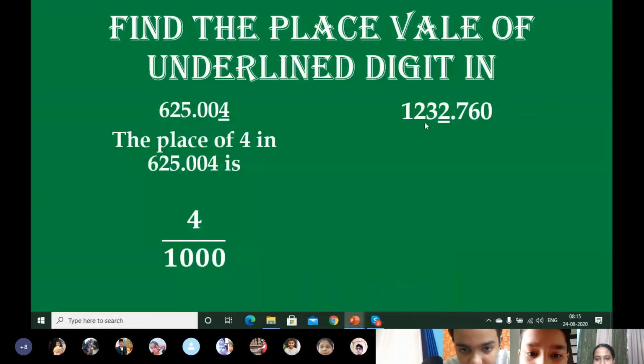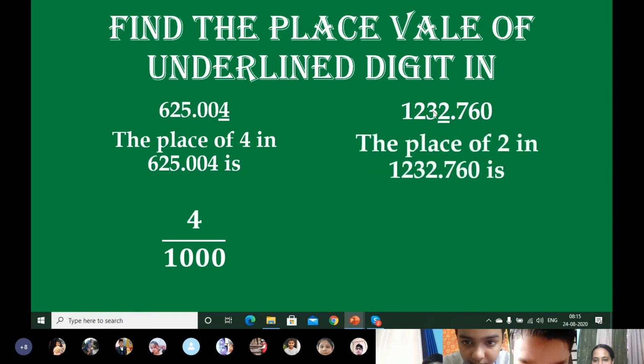Let's see one more example. It's 1232.760, and you have to find out the place value of this 2. You can see the 2 is underlined here. So what will be the answer? Ones, ma'am. I am asking you the place, not the number. So what will be the place? Ma'am, ones. I am asking the place.